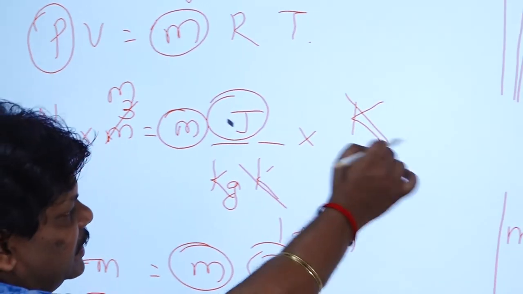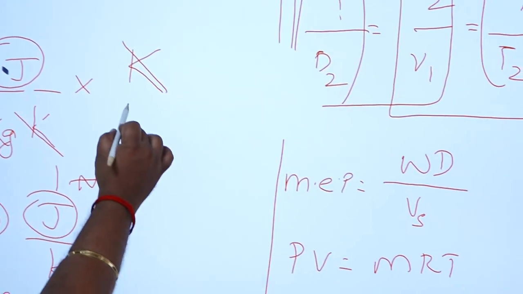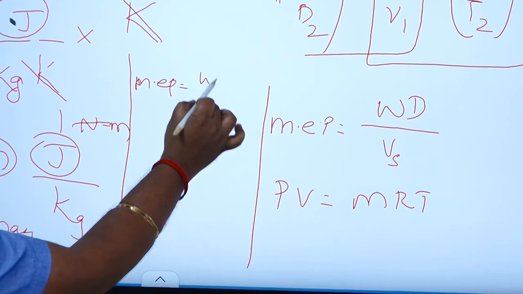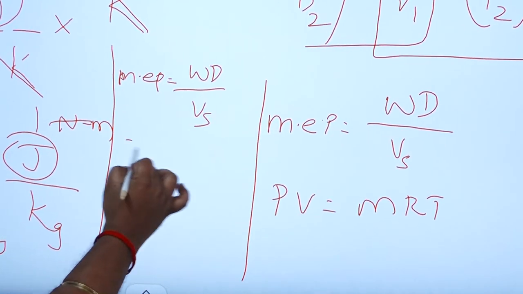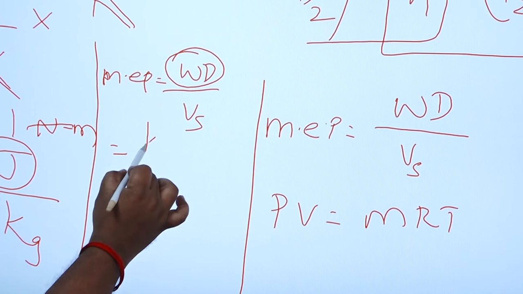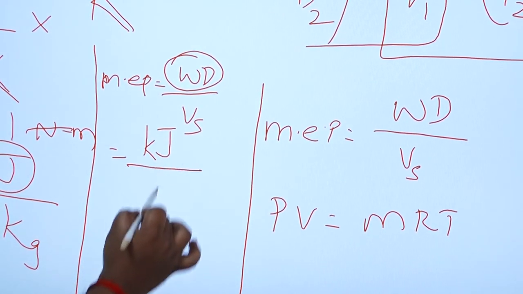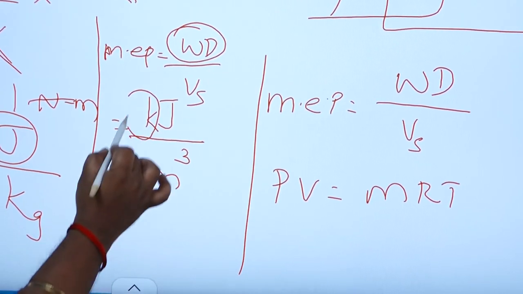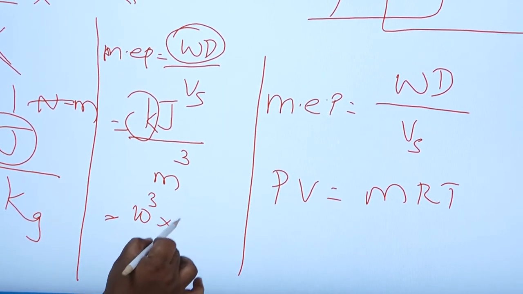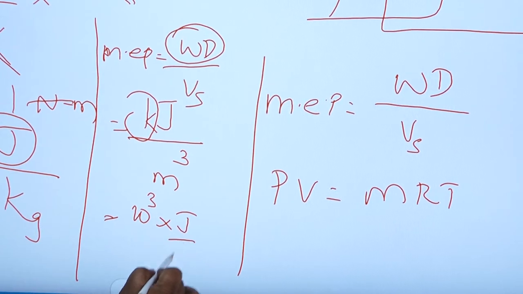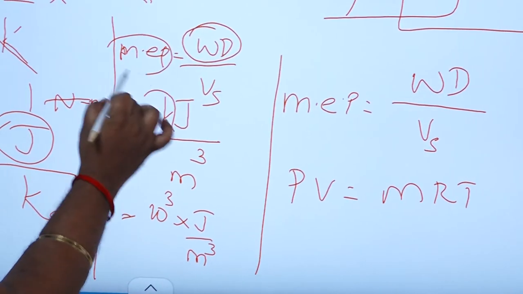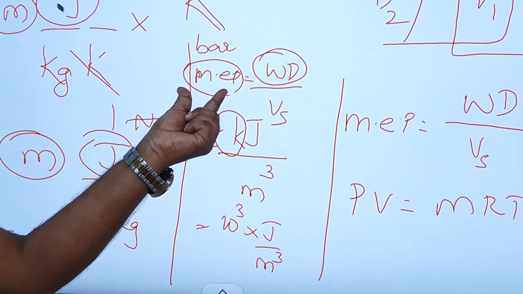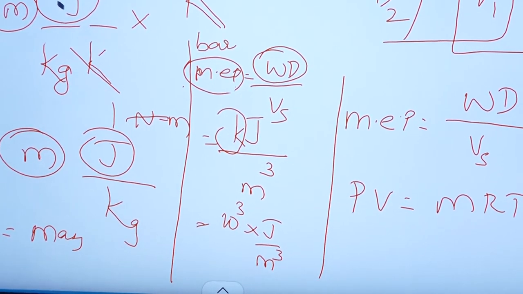And one more thing is, in case of mean effective pressure, MEP is equal to work done by the stroke volume. This work done is in terms of kilojoule, and stroke volume in meter cube. So kilo is 10 power 3, into joule per meter cube. This mean effective pressure has to be substituted in terms of bar.